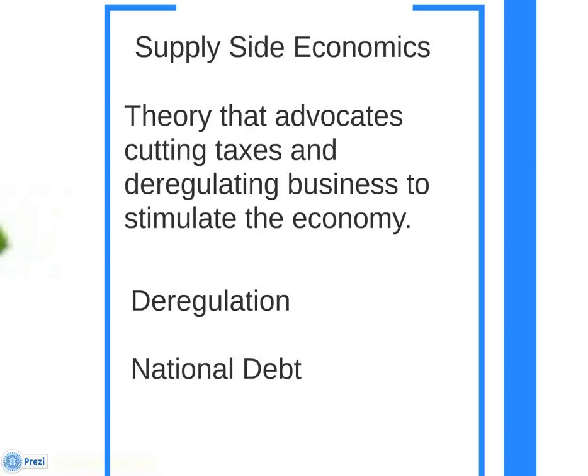Supply-siders also argue that because government regulation increases the cost of producing goods, deregulation, reducing or eliminating restrictions on business, will contribute to increased production at the same cost, thus increasing the supply of goods.